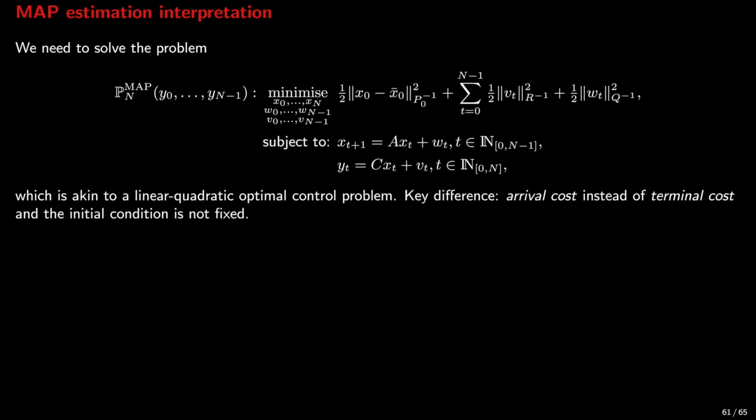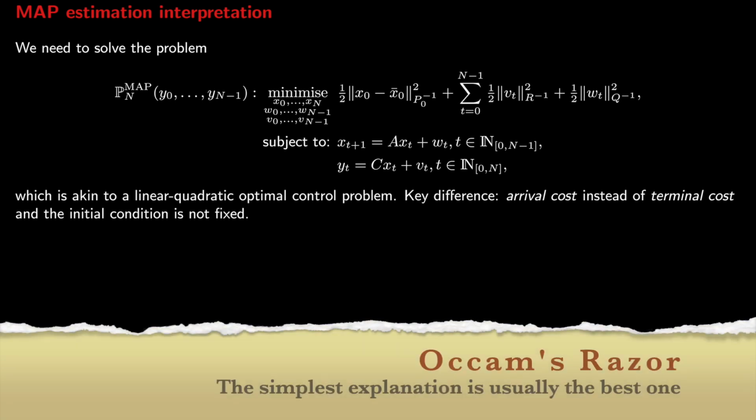Have a look at the cost function. We're looking for an x0 which is close to its expected value x tilde naught, and a sequence of noise terms Vt and Wt which are small. Roughly speaking, we ask what the least effort is that nature has put in, so we can observe these y's. Something like a mathematical statement of Occam's razor, link in the description.